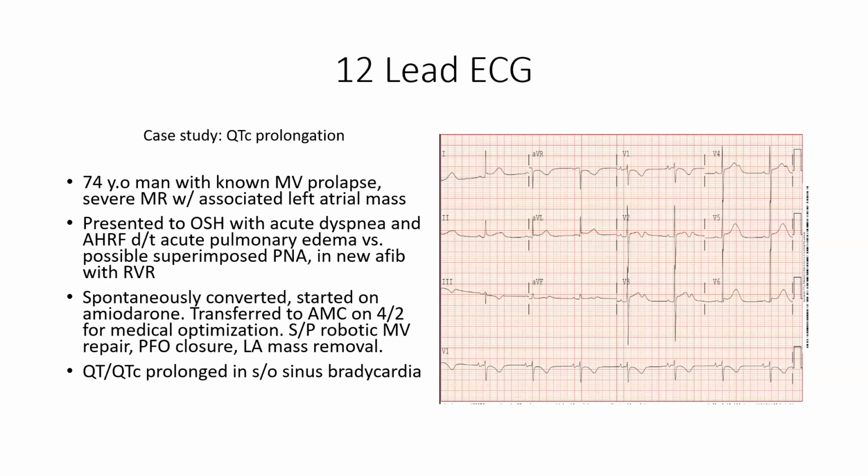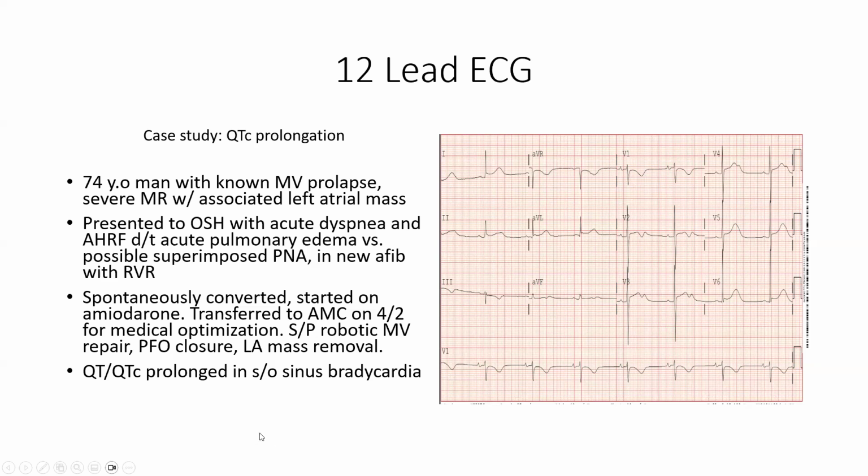He did spontaneously convert. They did give him metoprolol and other rate-slowing agents, and then he was started on amiodarone, and he was transferred to our facility a few days later to be optimized for surgery, and then he underwent his mitral valve repair. They removed that left atrial mass. I think it was a myxoma. But he became quite bradycardic, and the QT interval became prolonged. This is almost 600 milliseconds.